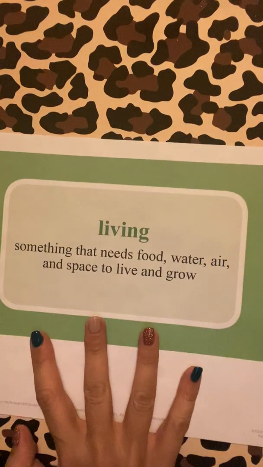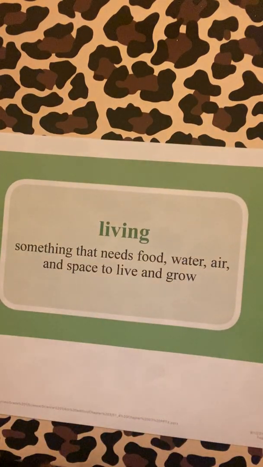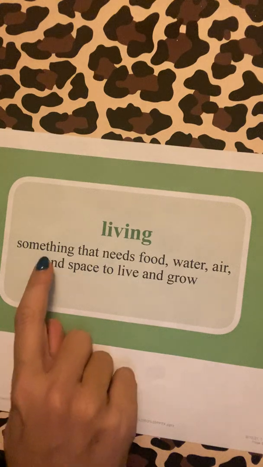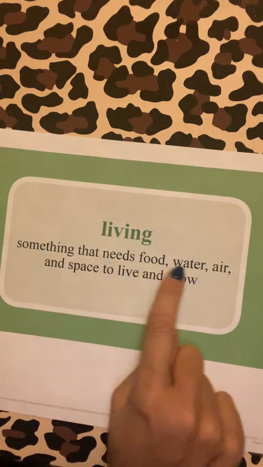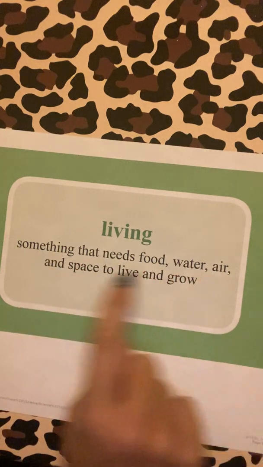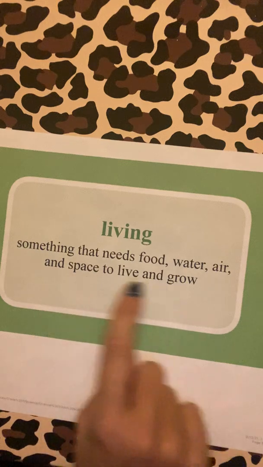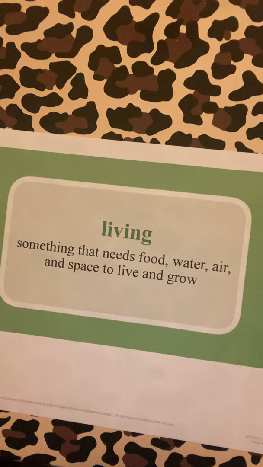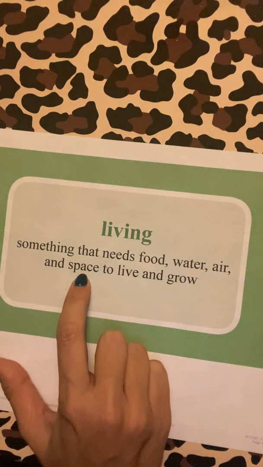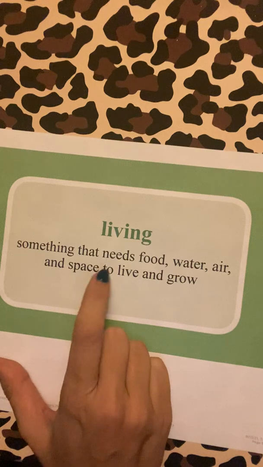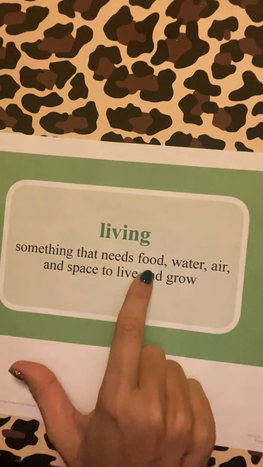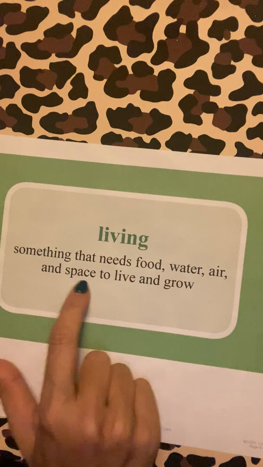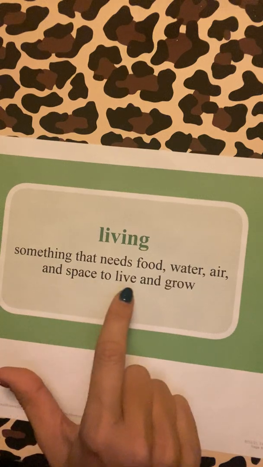So, the definition of the word living is something that needs food, water, air, and space to live and grow. And when we see the word space here, we don't mean outer space. What we mean here is space is room. So living things are something that needs food, water, air, and space or room to live and grow.